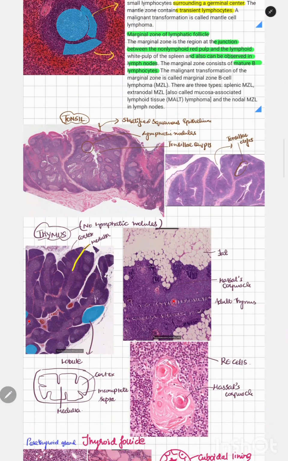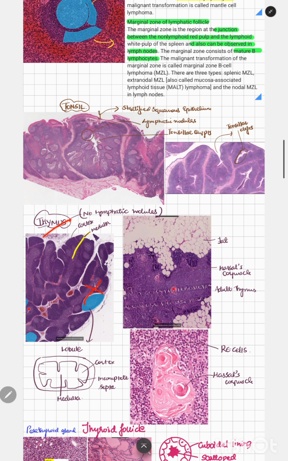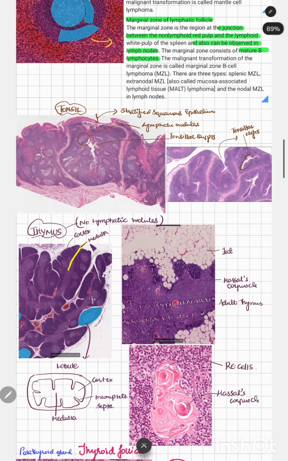So tonsils, how to differentiate it from thymus is because these two are very confusing. If you see tonsillar clefts embedded or surrounding the lymphatic nodules, then it is tonsil, whereas in thymus you don't see the tonsillar clefts. Okay, and other important features of tonsil is there are lymphatic nodules, there are tonsillar crypts, and it is lined by stratified squamous epithelium because tonsil is a part of oropharynx. Since oropharynx is lined by stratified squamous epithelium, the tonsil is also lined by stratified squamous epithelium.